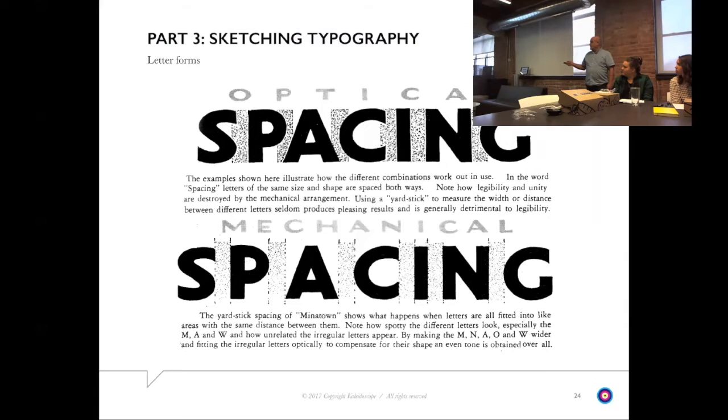So you can see again here, optical spacing: you put an S closer to a P and a P closer to an A than you would an I closer to an N, because optically this looks like one piece of type. Mechanical spacing, where everything's exactly the same, look at all the space you get here, because it doesn't take into account the angles and curves. These are all things you can do to fix your type to make it look better.